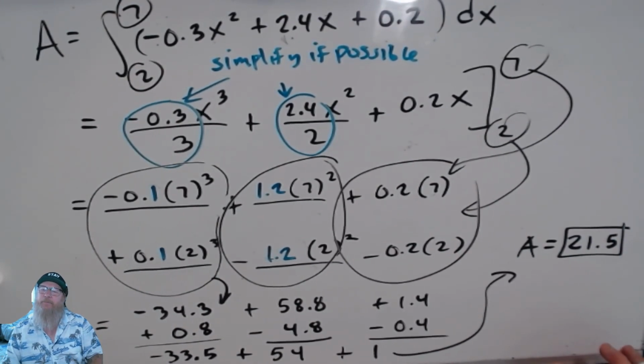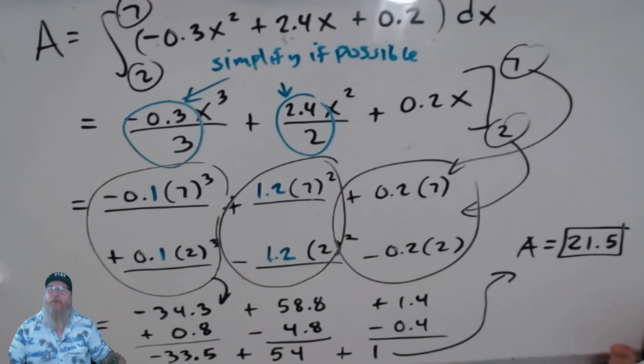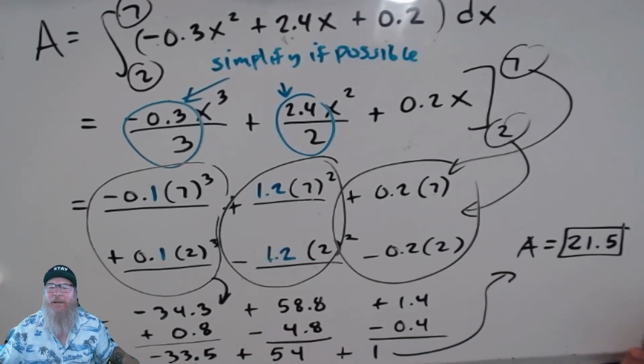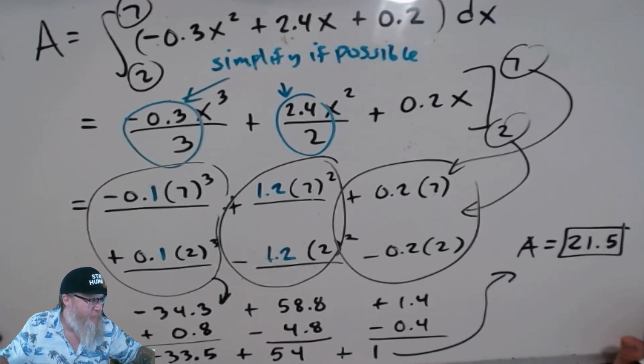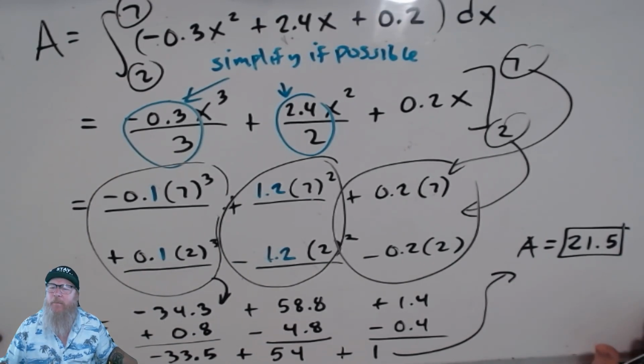My plan was based on the amount of space I had here to work with. So I was just trying to get it all done without having to erase any more real estate here for you. So I know you have to watch this. All right. So that's the area between the curves, 21.5.